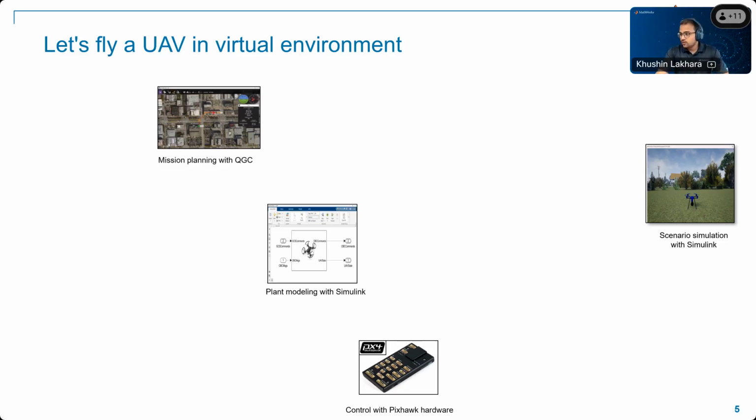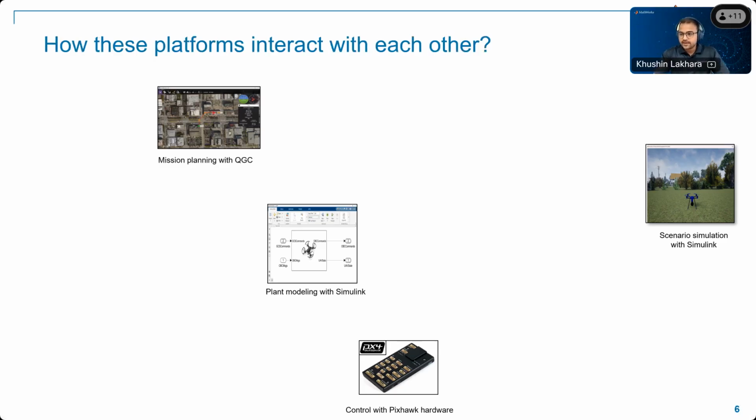Now, as we have all of these parts, the idea is how these platforms interact with each other. We see that one is the QGC ground control station, another one is in Simulink, and another one is Unreal Engine based visualization. So how do they interact with each other? And moreover, if you have a PX4 based autopilot, how do you test the code of the autopilot hardware in such an environment?